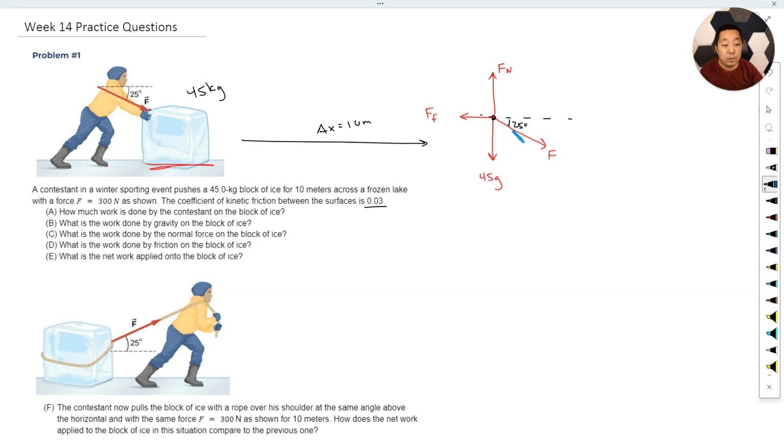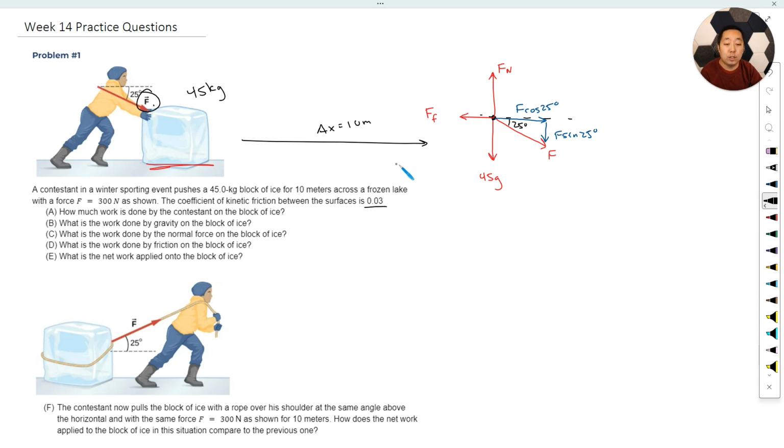Now, we know the displacement is to the right, so we want to decompose any of the forces to be parallel and perpendicular to the horizontal axis. And so this is going to be F cosine 25 degrees and F sine 25 degrees. Now, in terms of work being done on the block by the contestant, that is the work done by this force F here. What we want to think about is what force is parallel to the displacement.